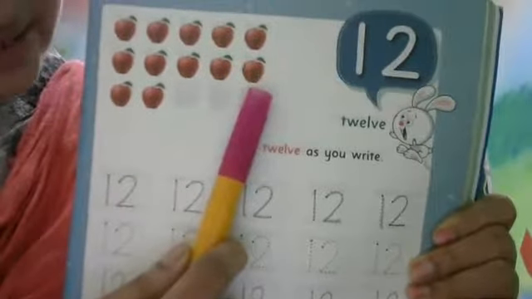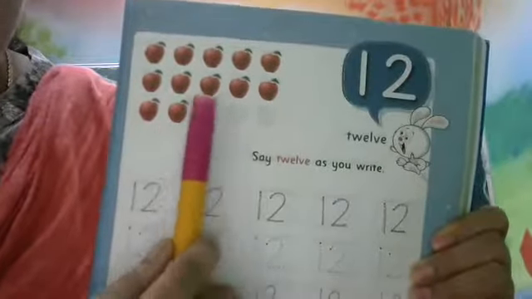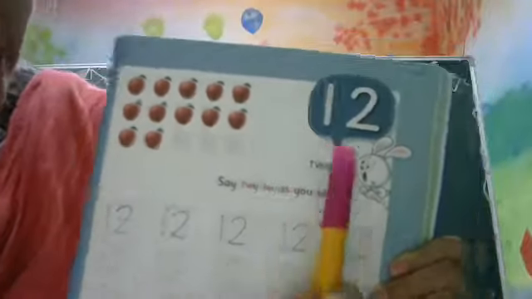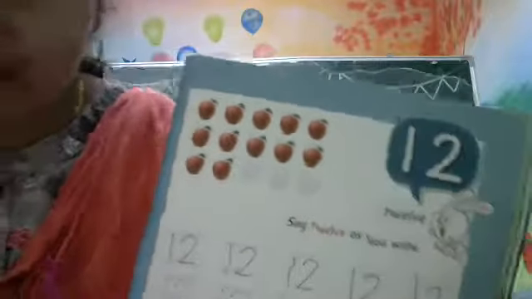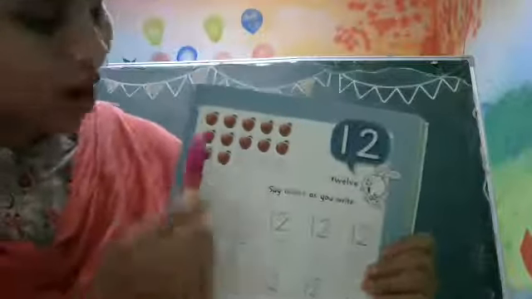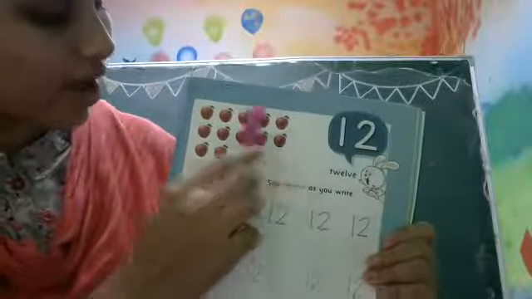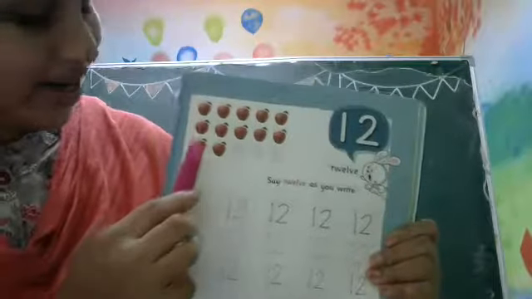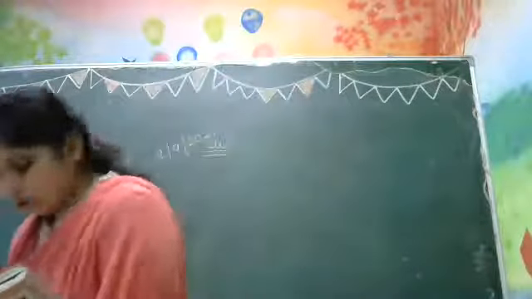1, 2, 3, 4, 5, 6, 7, 8, 9, 10. 10. And there are some more 2 apples. So, when we are adding 2 apples in this 10 apples, then which number will get? 12. 1, 2, 12. Yes, 12. So, count once again. 1, 2, 3, 4, 5, 6, 7, 8, 9, 10, 11, and 12. So how many apples are there on the page? 12 apples. Okay.